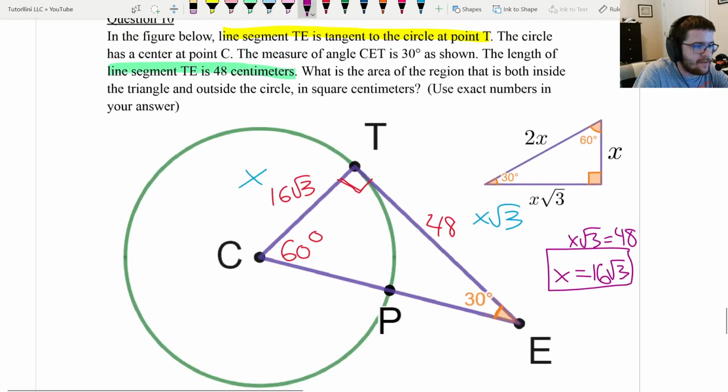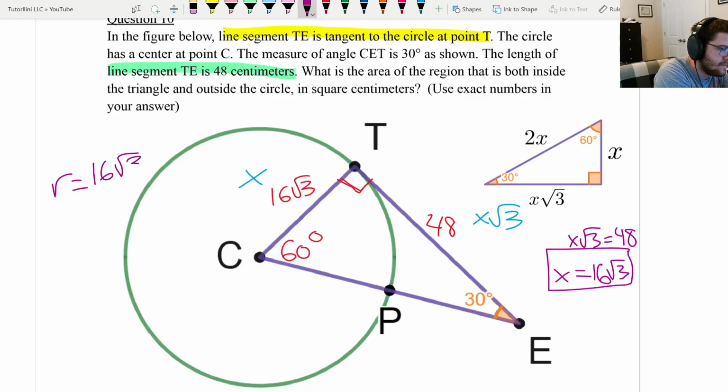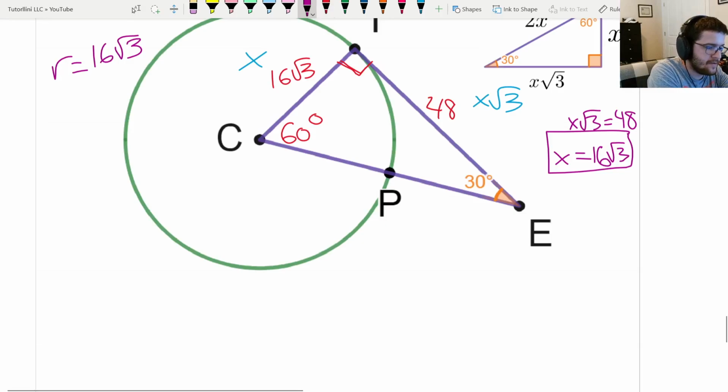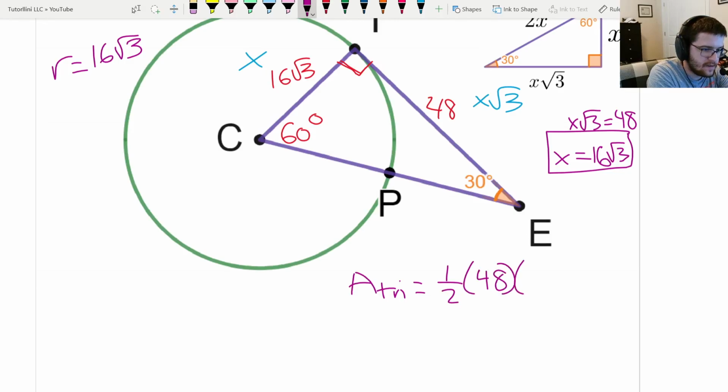Okay, so now we need to find some stuff about the triangle and the circle. While we're talking about it, do you see that this line right here, CT, is a radius? So the radius is 16 root 3. So I'm going to write that down off to the side. Radius is 16 root 3. And it's asking about area, so we probably want to find the area of the triangle. The area of the triangle is 1/2 base times height. Doesn't matter what you call which, so just the legs: 48, 16 root 3.